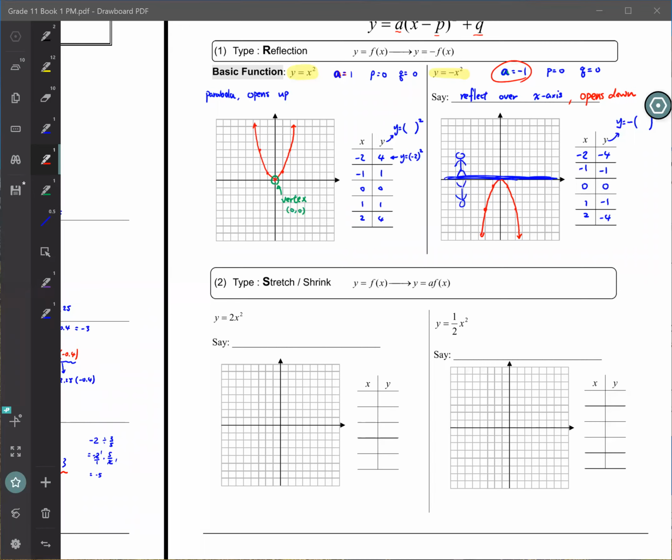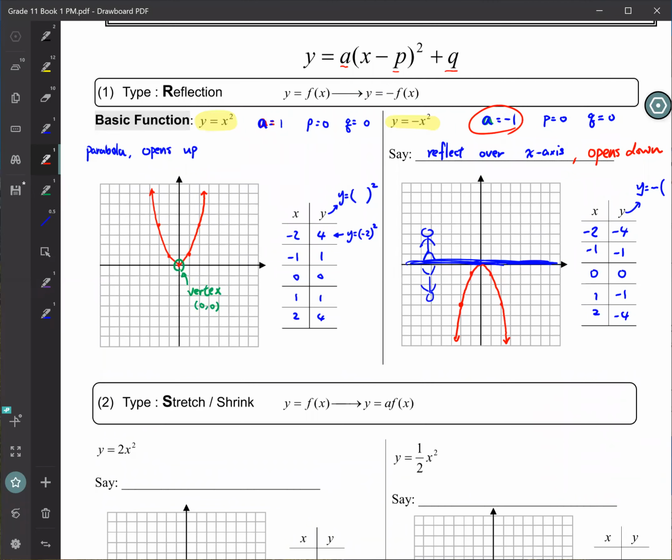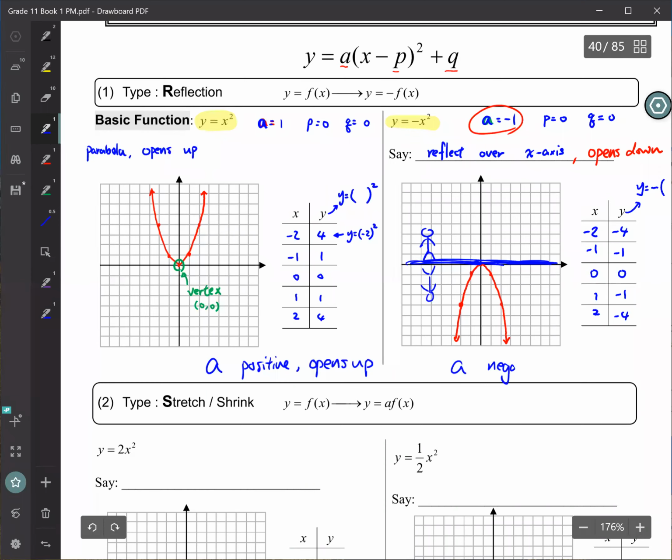Okay, so let's go to the top here. We said that if A is positive, so let's write it here: A positive, then the parabola will open up. And A negative, the parabola will open down. So that's our first conclusion.